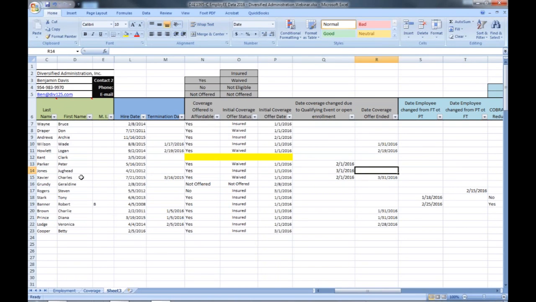Charles Xavier's situation is similar to both Wade Wilson's and Peter Parker's. Like Peter, Charles Xavier initially waived coverage, but became covered on February 1st at our open enrollment. He then terminated on March 16th, and his coverage ran through the end of the month.